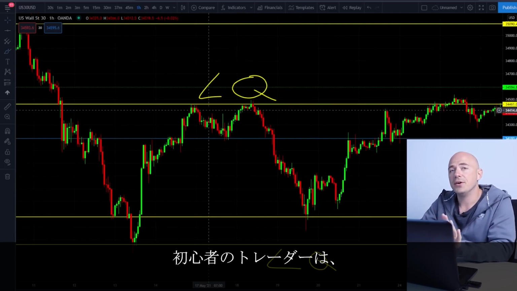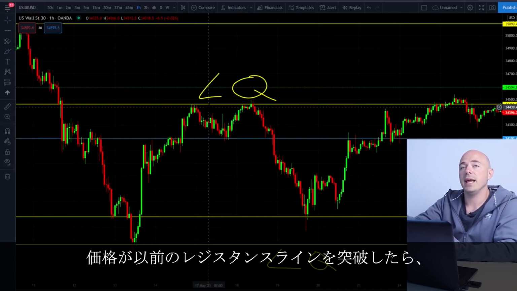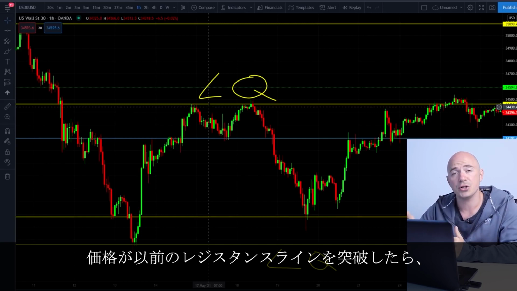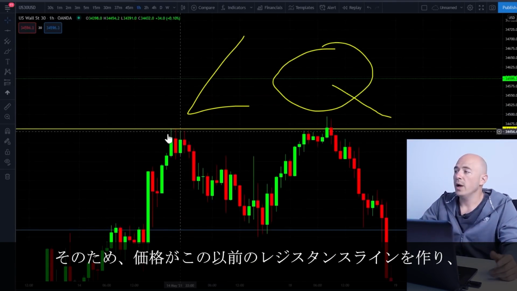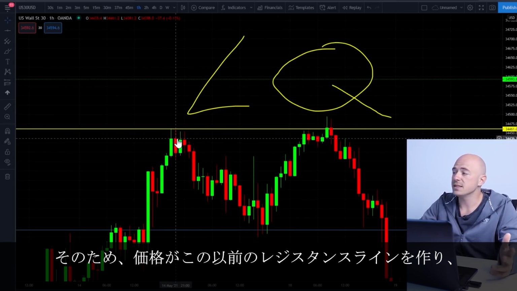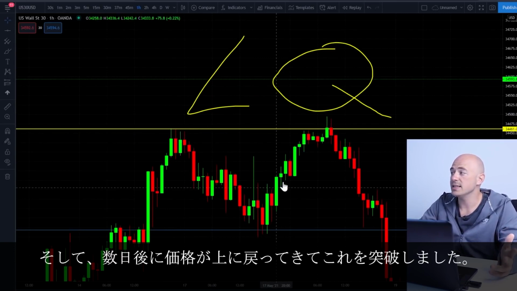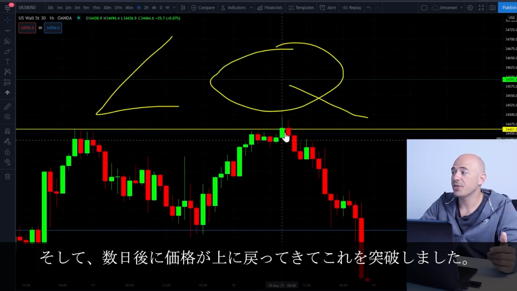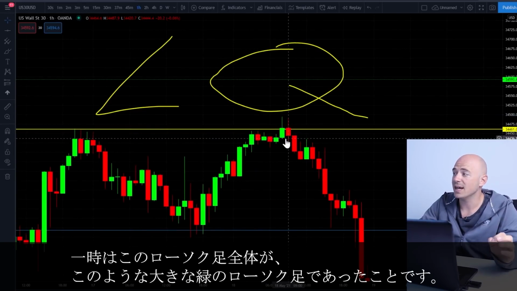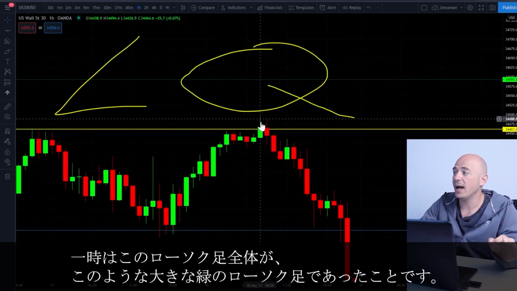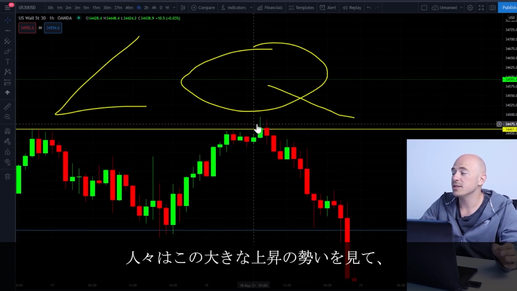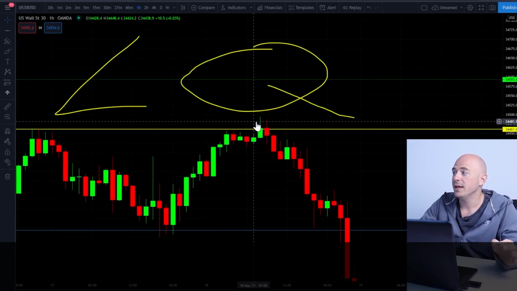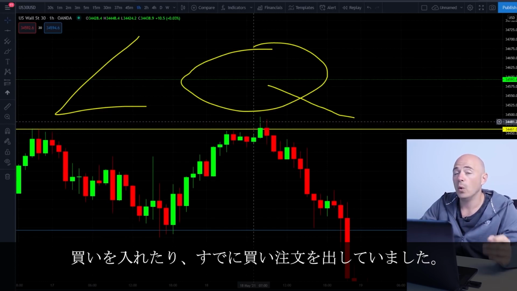The novice trader knows that when price has broken a previous level of resistance, it should continue up. Banks know that novice traders know this. So as price made this a previous level of resistance, and then a few days later it comes back up and breaks through it, and keep in mind, at one point this entire candle was a big fat green candle like this one. Once it started to break this line, people saw this big bullish momentum and started to buy in, or already had buy orders set in place.